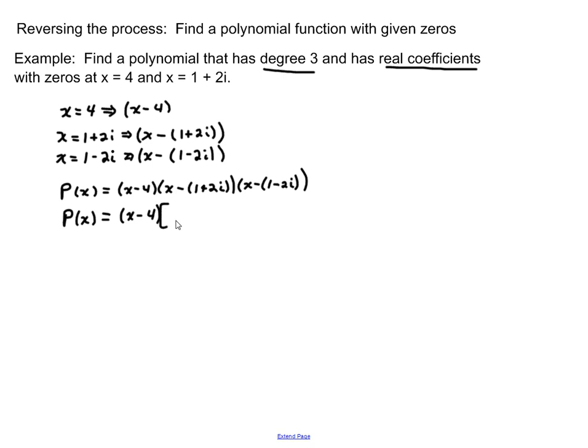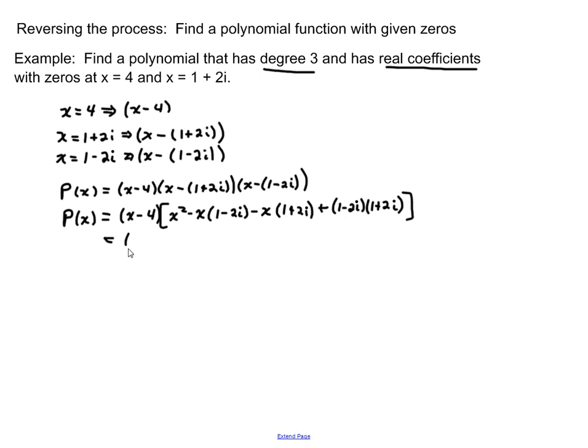By our FOIL method, x squared. We're going to take x times 1 minus 2i, so that's minus x times 1 minus 2i as our outer terms. We distribute x to the inner term, right? So we got minus x times 1 plus 2i. And multiplying together our two last factors, we're going to have plus 1 minus 2i and 1 plus 2i. So it'll be good for us to simplify this out before we begin doing anything else.